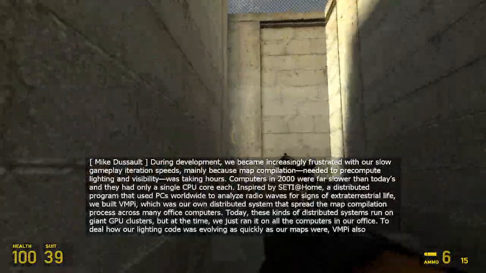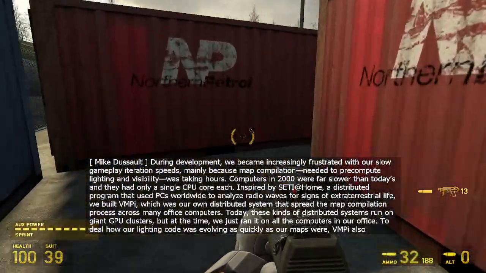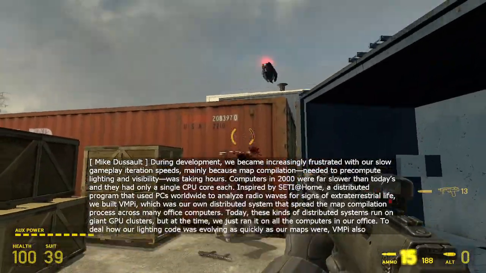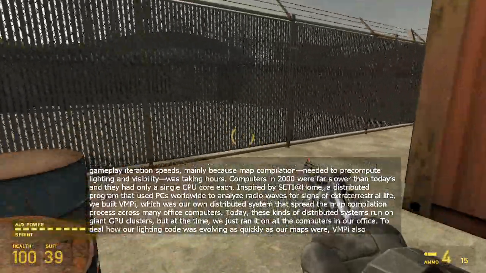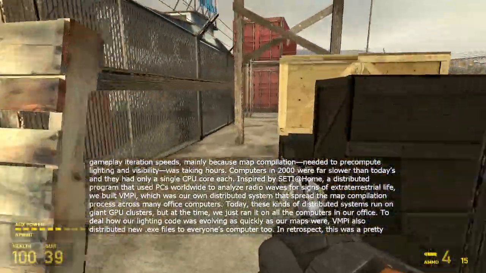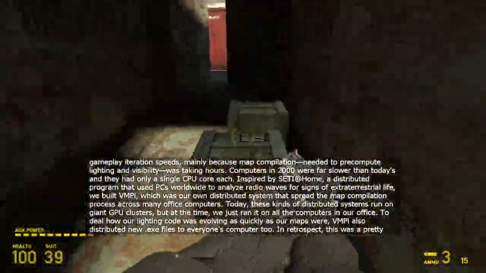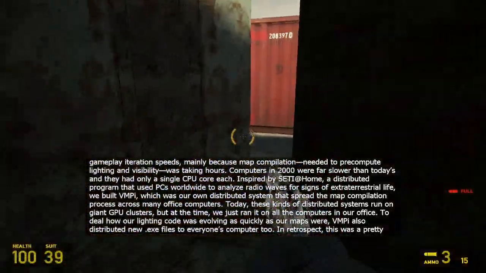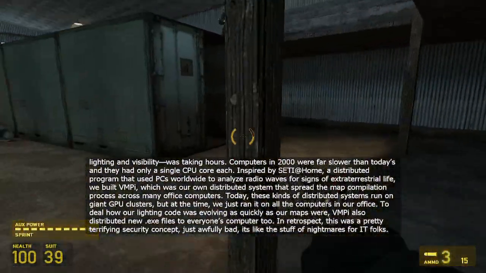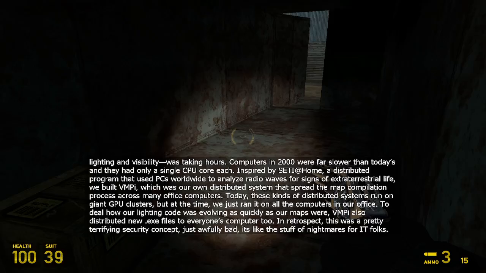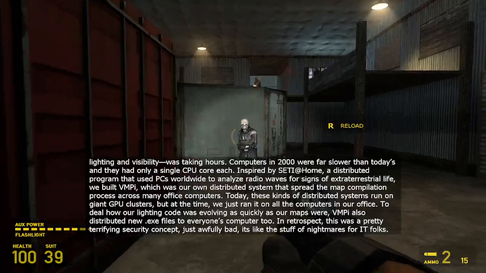VMPI. During development, we became increasingly frustrated with our slow gameplay iteration speeds, mainly because map compilation, needed to pre-compute lighting and visibility, was taking hours. Computers in 2000 were far slower than today's, and they had only a single CPU core each. Inspired by SETI at Home, a distributed program that used PCs worldwide to analyze radio waves for signs of extraterrestrial life, we built VMPI, which was our own distributed system that spread the map compilation process across many office computers.